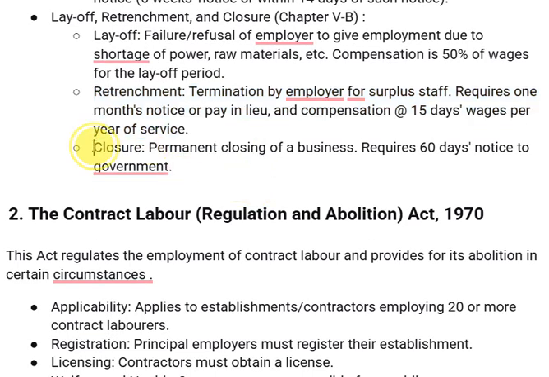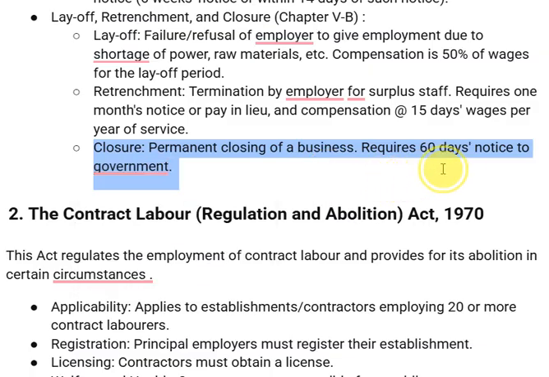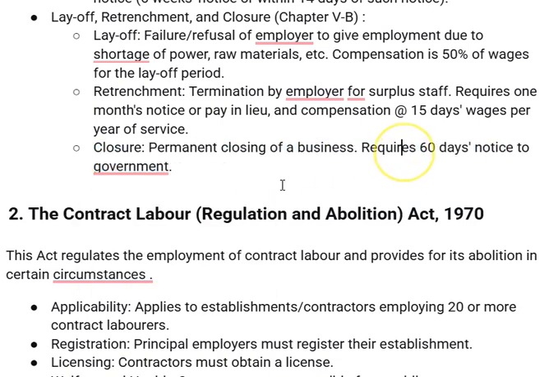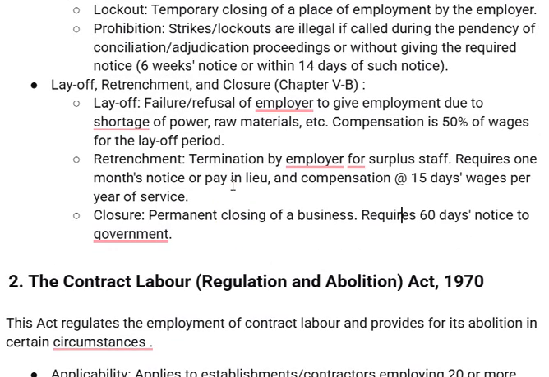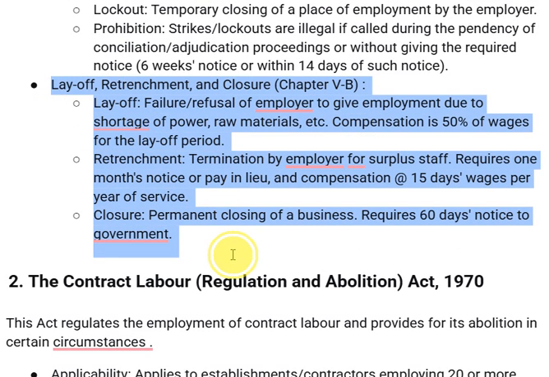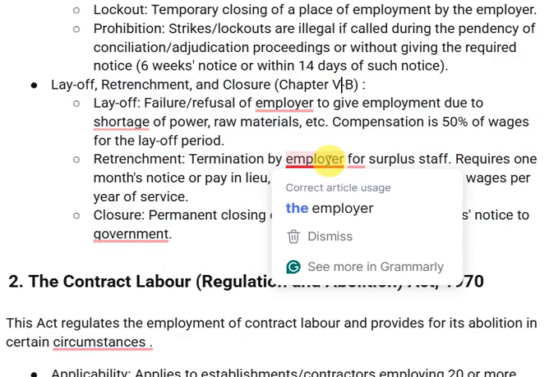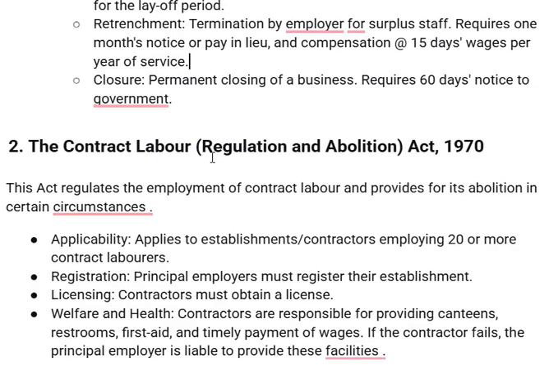Closure means permanent closing of a business. It requires 60 days notice to the government, and workers are to be paid some compensation, right? So closure is in case of very extreme conditions where the employer is unable to continue working. All these are given in detail in Chapter 5B of the Industrial Disputes Act.